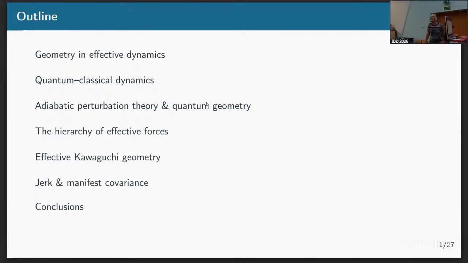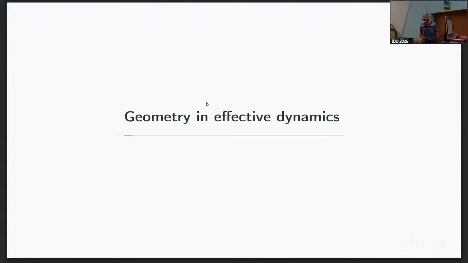So this is the outline of the talk. I will say some generalities about how we find this effective action and effective equation of motion in the adiabatic approximation, tell you something about the different quantum geometry which you standardly find in this system, and then how our effective system in the end displays Kawaguchi geometry and what the consequences of this are.